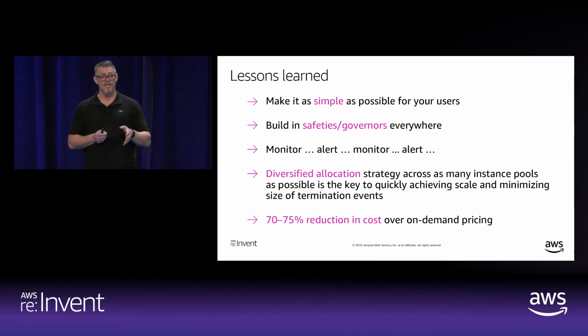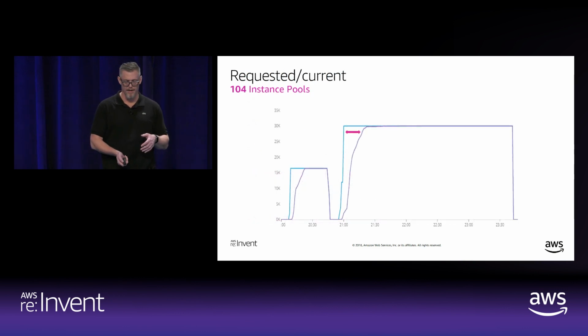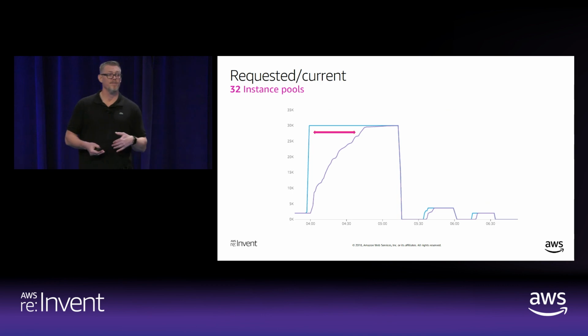Diversified allocation strategy is the key to getting your fleets up quickly and as well minimizing the impact of termination events. To illustrate that, when we first built the system, we did not understand this. We only had 32 instance pools in our launch specification. And the time that it took our 30,000 core clusters to get up to scale, or for all of our spot instances to start, was about 50 minutes. I mean, it's almost an hour.